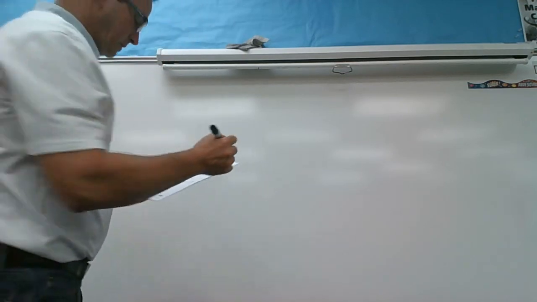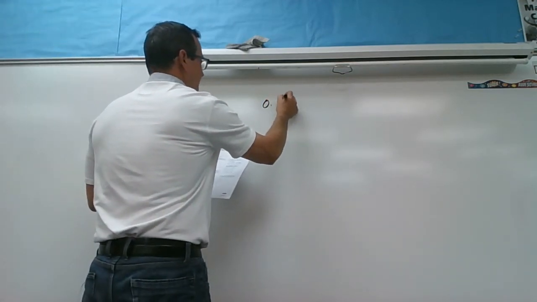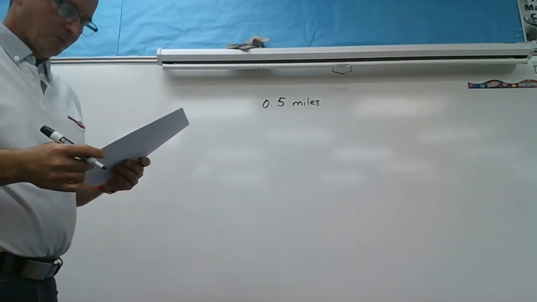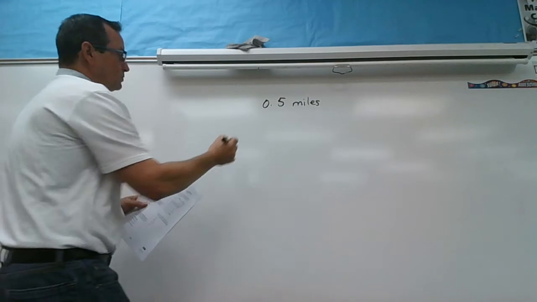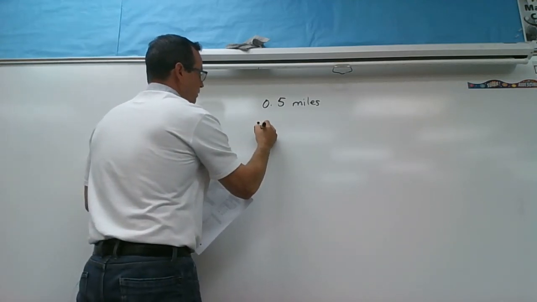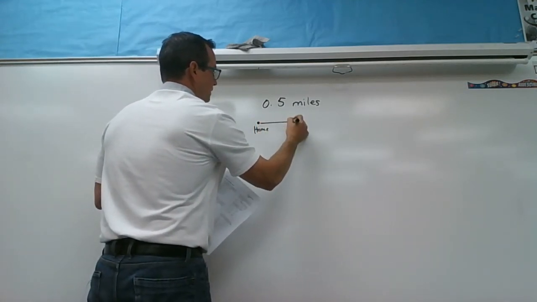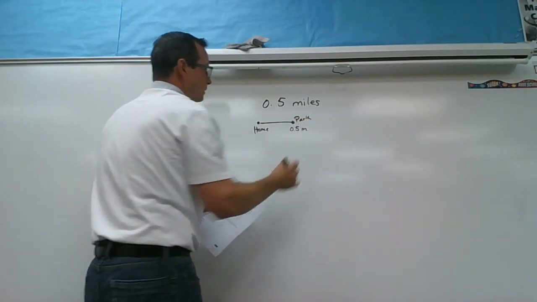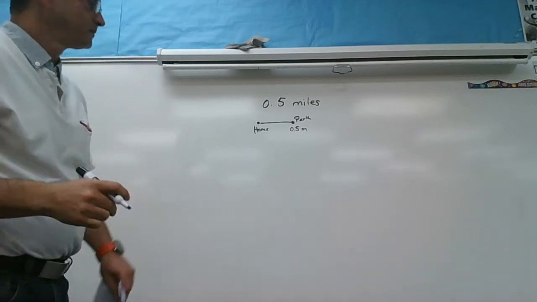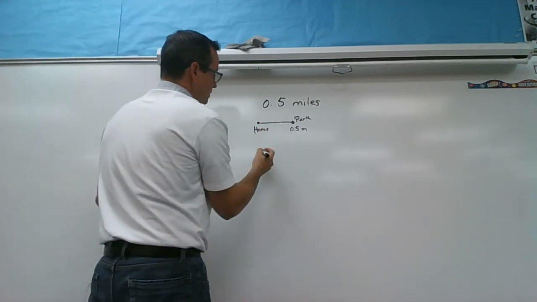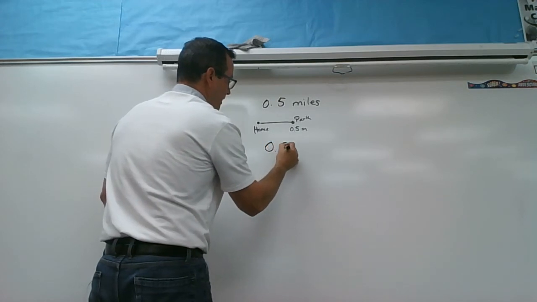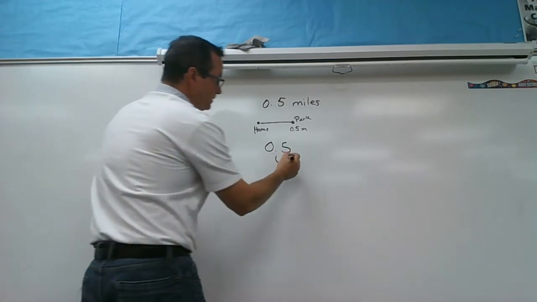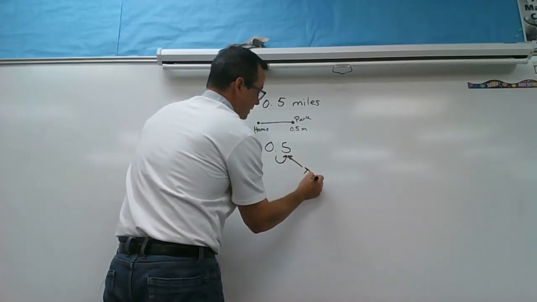Julia lives 0.5 miles from the park. Which fraction is equivalent to 0.5? So Julia, this is her home, and she lives 0.5 miles away from the park. So they want to represent that as a fraction. We know that 0.5, the 5 represents the tenths place.